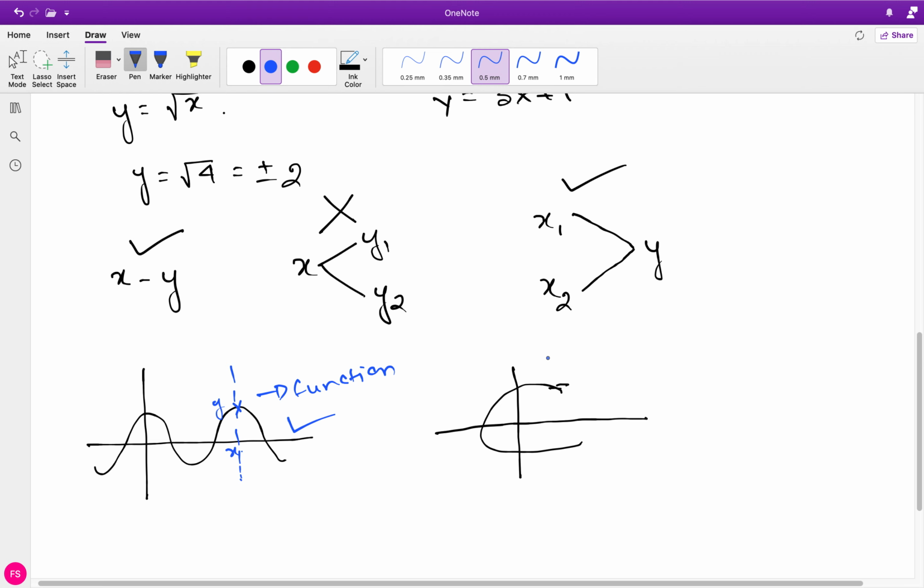Now, what about this graph? I can draw any random line, and you can see that this line is crossing the graph at two different points. That means your x has two values of y, two outputs. That means this is not a function. So if you draw a vertical line and it crosses your graph at more than 1 point, that means this is not a function.